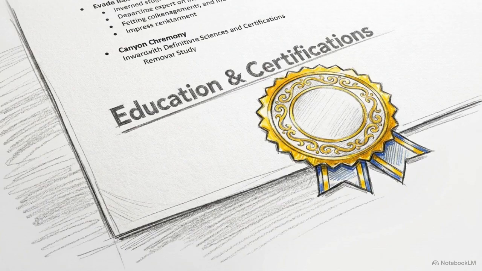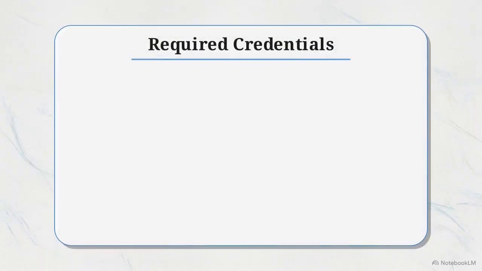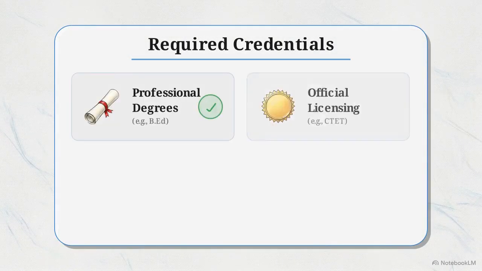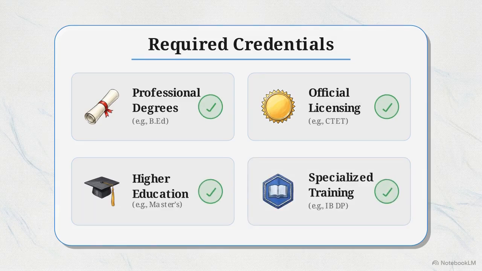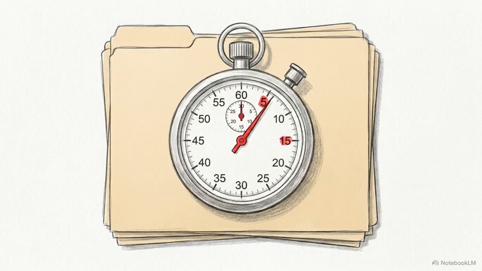End your document with the education and certification section. This is strictly required for school regulatory compliance. Administrators actively look for credentials like a B.Ed, CTET, a master's degree, or specialized training like an IB-DP Category 1 certification. Before you submit any application, you must run a 5-minute audit.